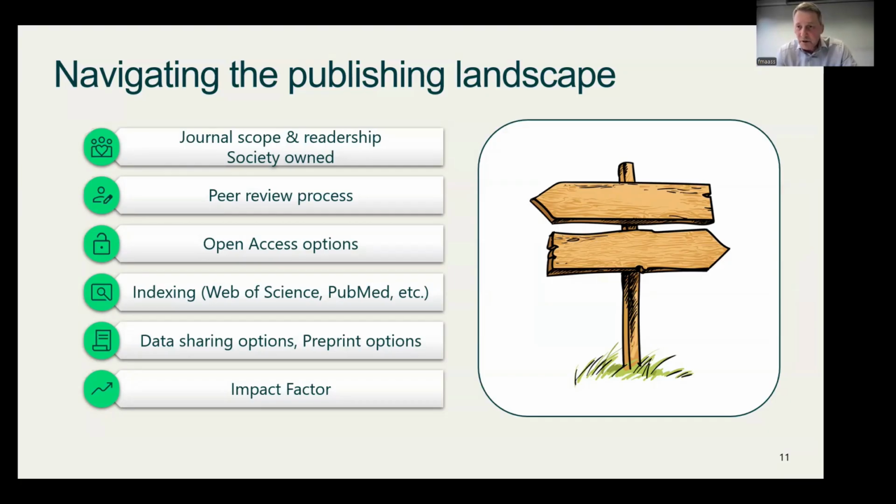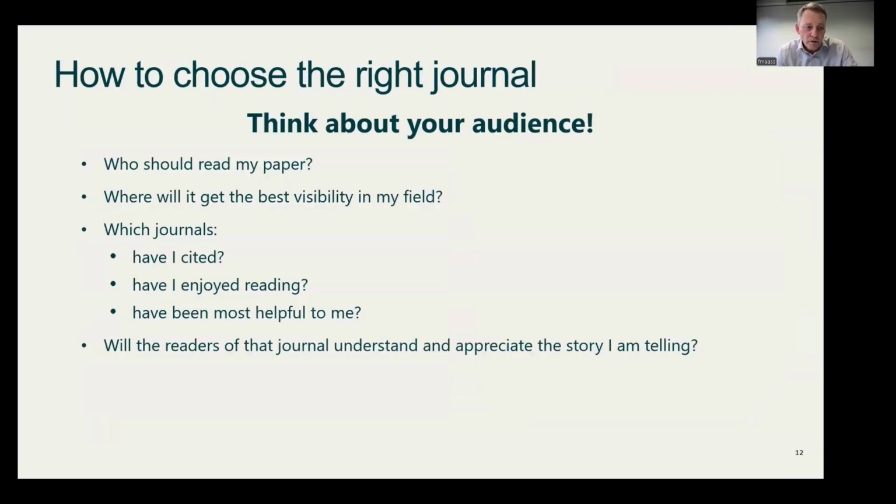Publishing is ultimately about communication. The best journal is often not the one with the highest metric, but the one where the right people will read your paper. When selecting a journal, start by thinking about your audience. Ask yourself, who should read my paper? Where will it have the greatest impact? Which journal do I regularly read? Which journals have I cited? Where are related papers published?